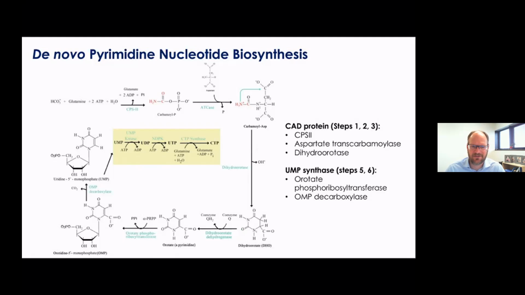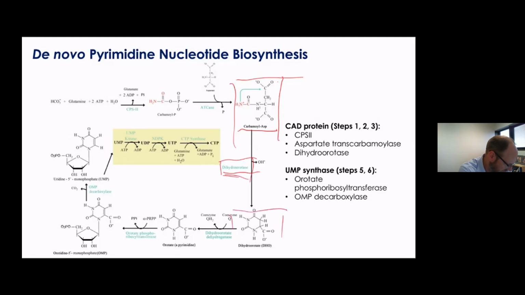and this ultimately makes this carbonyl aspartate intermediate here. This is a very important intermediate. This is the very first part, the committed step towards pyrimidine biosynthesis, and this gets you into the pathway. Then dihydroorotate dehydrogenase, the enzyme I was just talking about, has this really important step where it makes dihydroorotate.